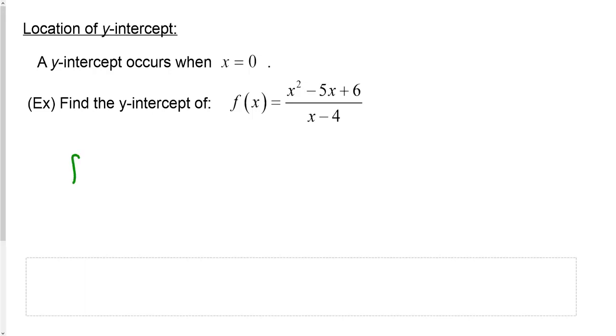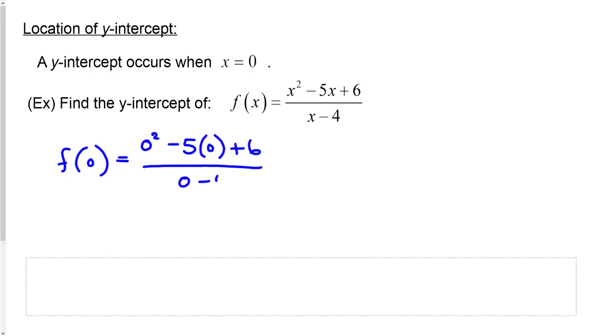then I'm just going to calculate f of 0. So it's going to be 0 squared minus 5 times 0 plus 6 all over 0 minus 4. What happens is anything that had an x in it originally in expanded form becomes 0, and you're only left with, in this case, 6 over negative 4, which is negative 3 halves.